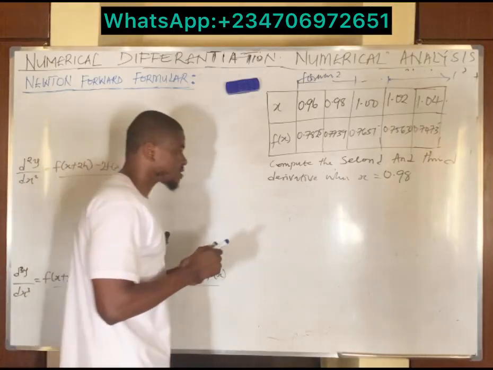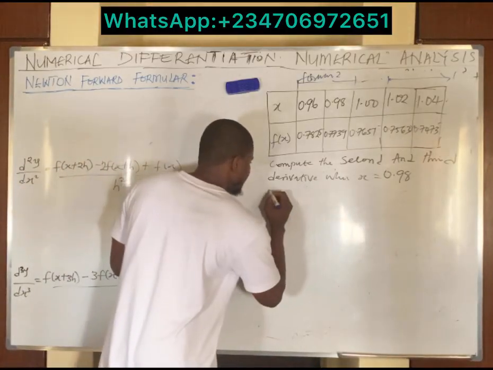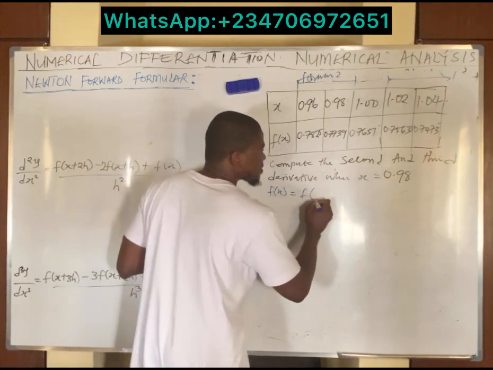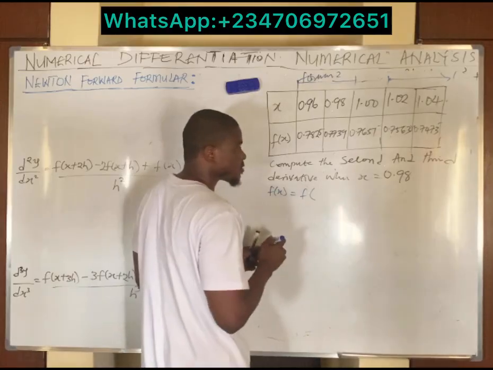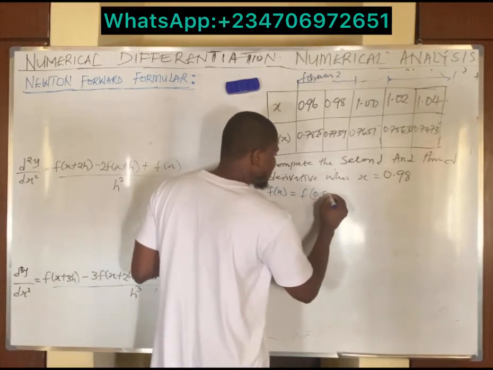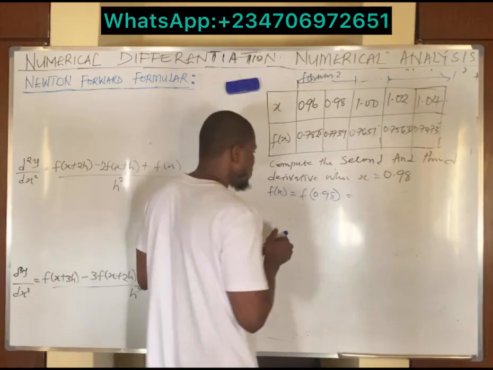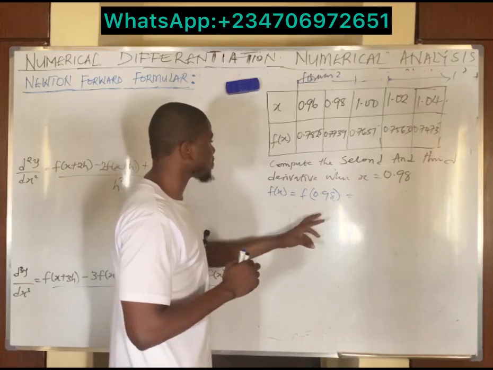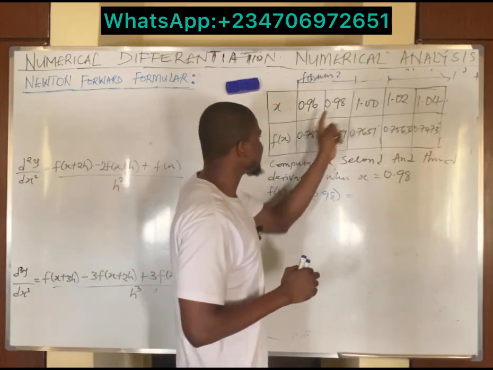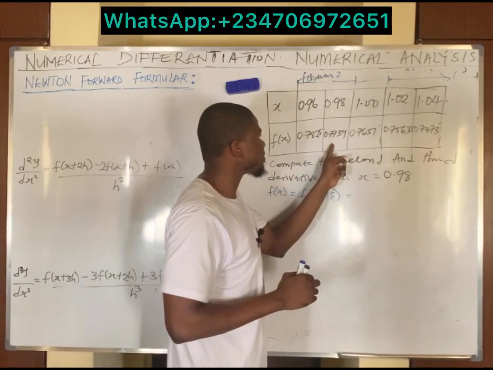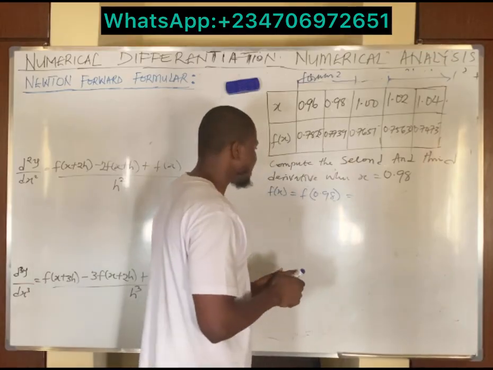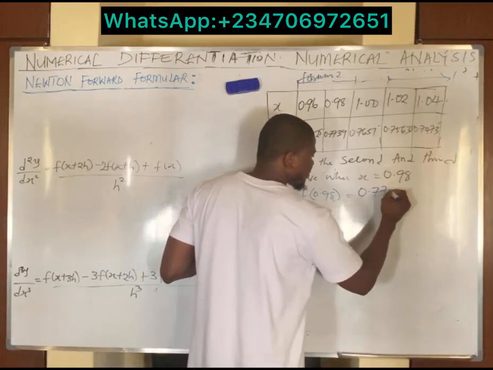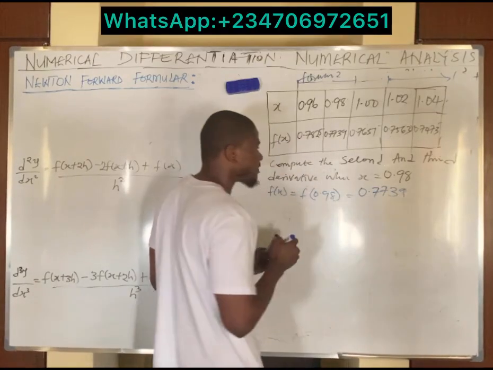So let's start with f of x. So we find f of x, which means f when x is equal to, x is the point of interest, that's 0.98. Okay, so you have 0.98. So what is the value of f of x when x is 0.98? So this is 0.98. So f of x there is simply 0.7739. So when x is 0.98, f of x is 0.7739, and you have this.